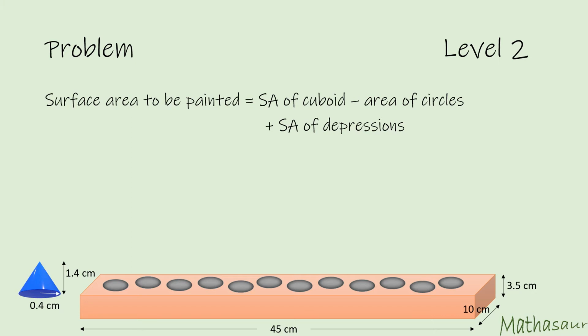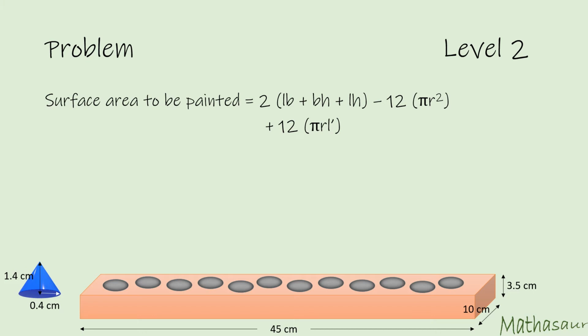So, the surface to be painted would be equal to surface area of cuboid minus area of circles plus the curved surface area of the conical depressions. Let us substitute the formulae. So we have 2 times LB plus BH plus LH as the surface area of the cuboid. Since there are 12 circles, we would subtract 12 times pi r square. The curved surface area of a conical depression would be pi r L dash. Hence the surface area of 12 depressions would be 12 times pi r L dash.